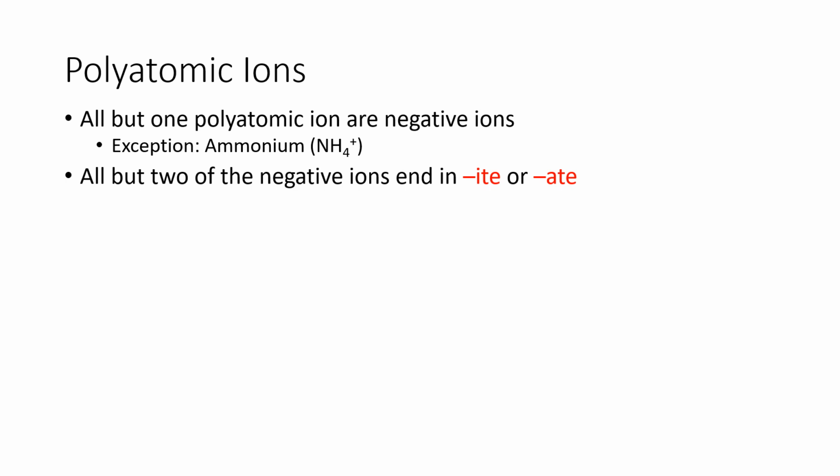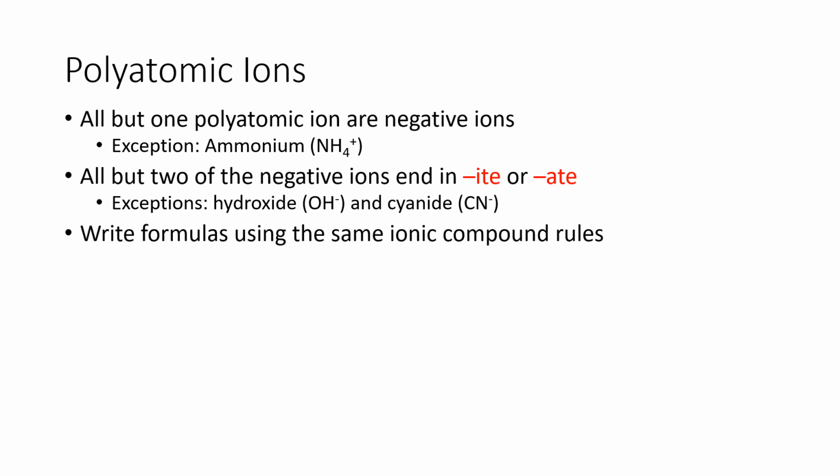All but 2 of the negative ions end in ITE or ATE. So that's what you're going to see the most, indicating that they have oxygens in them. Your 2 exceptions you need to know are hydroxide, OH negative, and cyanide, which is CN negative.